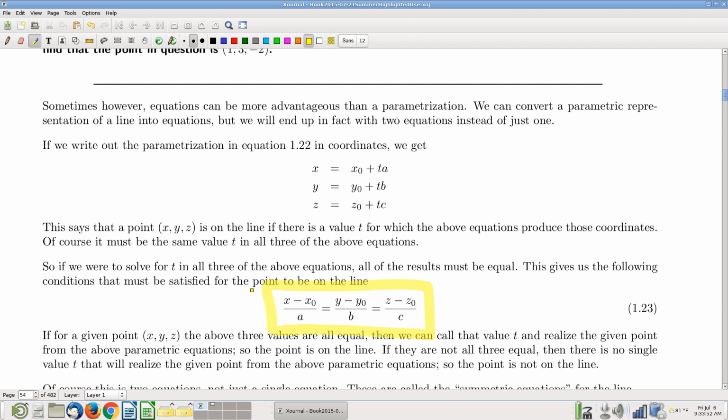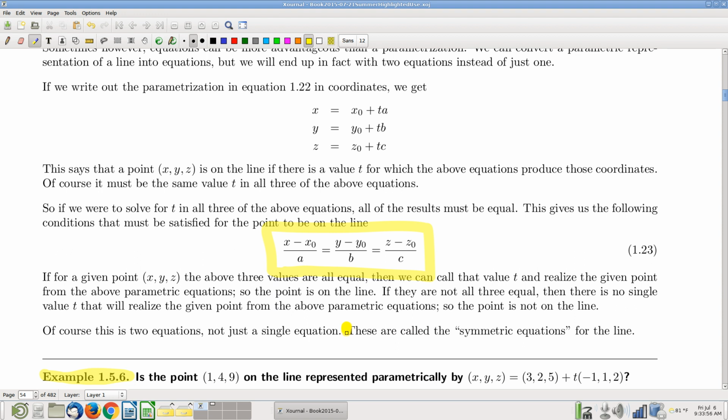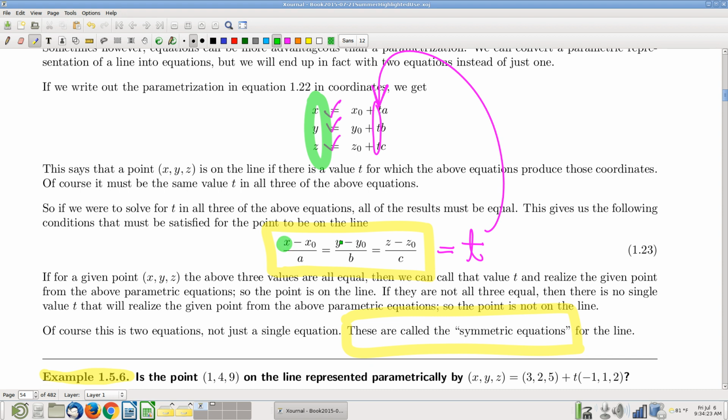These are what we call the symmetric equations. Let's see, where did I write that down? Here we go. These are called the symmetric equations for that line. If these equations are satisfied, then this is the shared value that all three of these things are equal to. That is the t that generates the point x, y, z in question. So, said differently, a point can be generated by these parametric equations if it satisfies these symmetric equations.